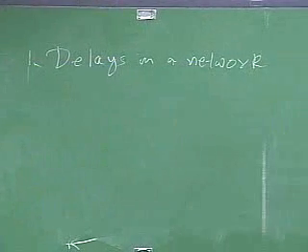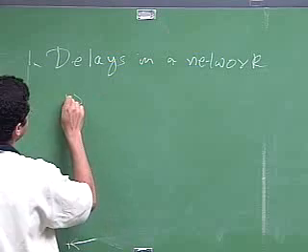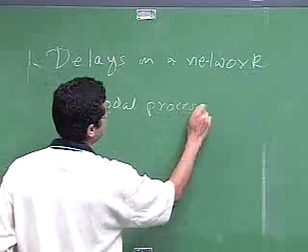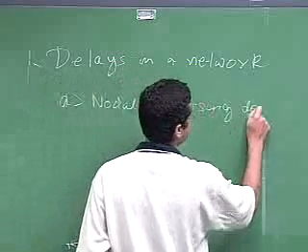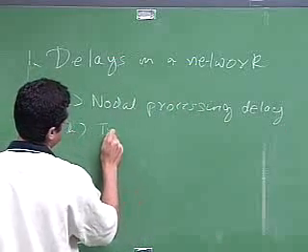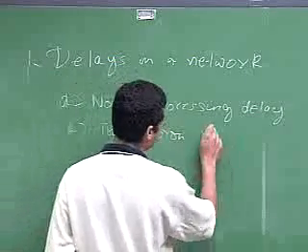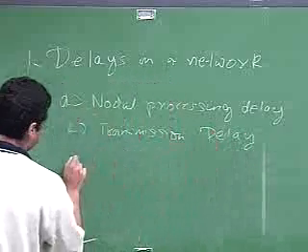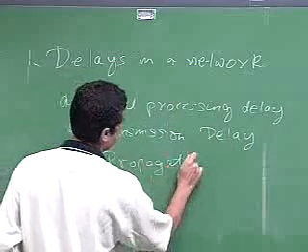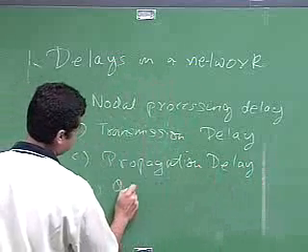There are 4 major kinds of delays that a packet can experience in a network. One is nodal processing delay. Then you have the transmission delay. You have propagation delay. And finally you have the queuing delay.